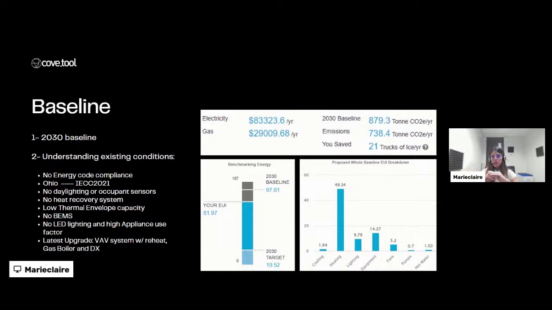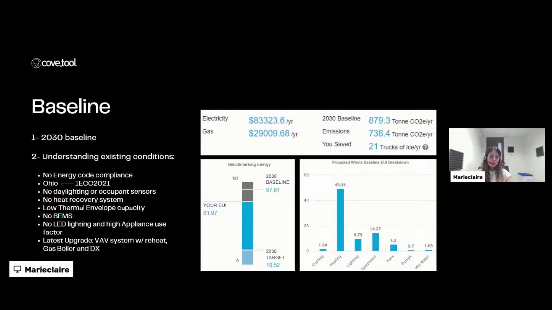It was very low, the percentage of LED that they have in their buildings. I think, if I remember correctly, it was around 20%. But they just went through the latest upgrade in the HVAC systems, because they knew that they needed to try to make something about it. So they decided to upgrade to a VAV system with reheat, gas boiler, and DX.